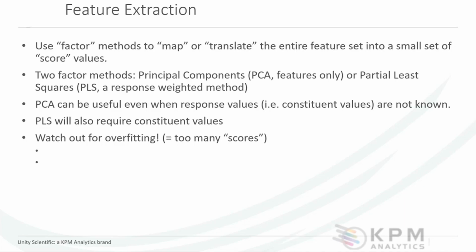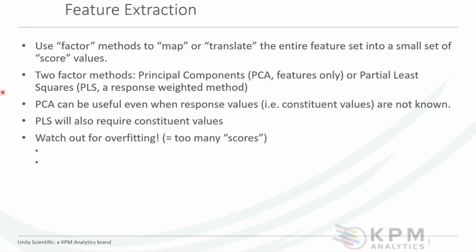The more widely used is feature extraction. For feature extraction, what we're doing is using factor methods to map or translate the entire feature set into a small set of score values. So now we're starting to use some data analytics terms, and you will see some terms used interchangeably with this. The way that I think about feature extraction is we're doing a mathematical reduction of an incredibly complex matrix, and we're bringing it into a smaller data set that was selected very deliberately to optimize the variability that we had in the original set.